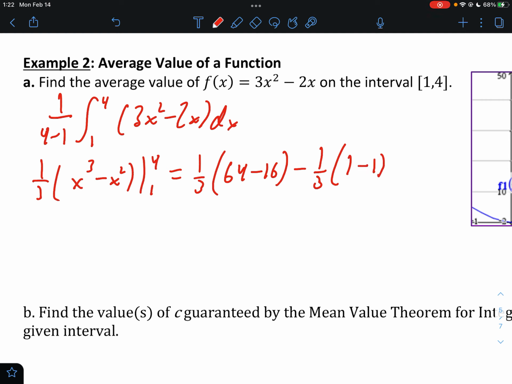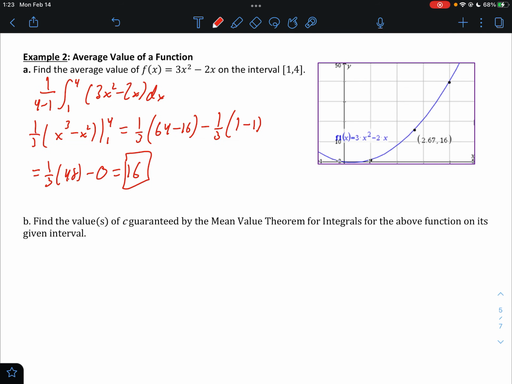1 minus 1. So that would be 1/3 times 48 minus basically 0, because 1/3 times 0, which is 16. So the average value here is 16.